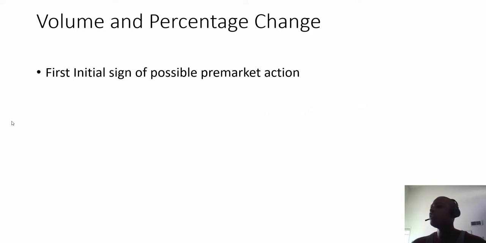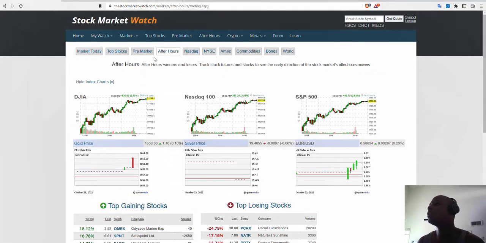As far as the way to find initial volume and percentage change and different things like that, one of the first things I do, aside from looking at the alerts that we have, is look at the after hours volumes, which is going to be through here. So I pretty much go through stockmarketwatch.com.